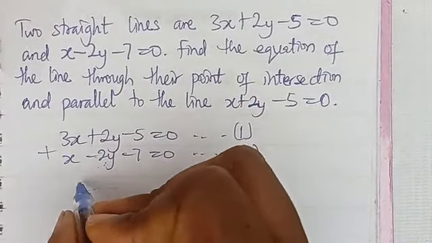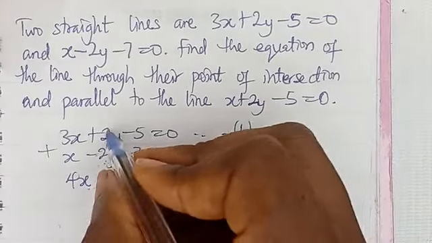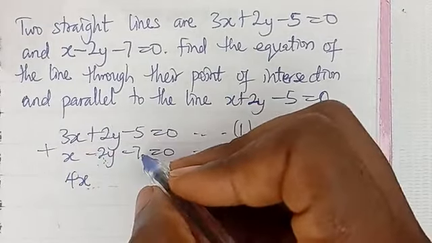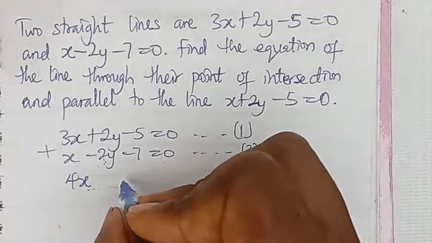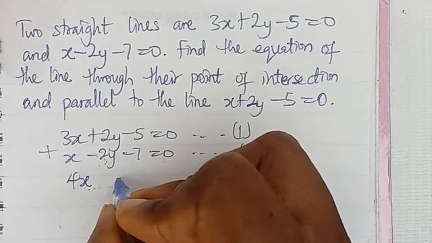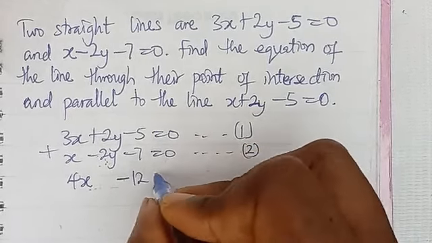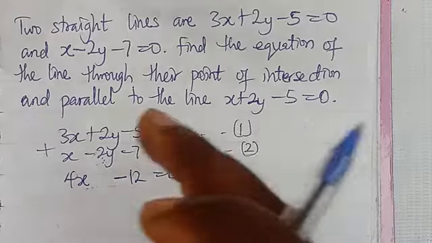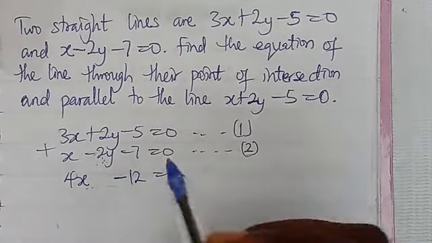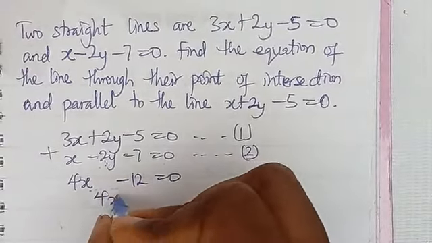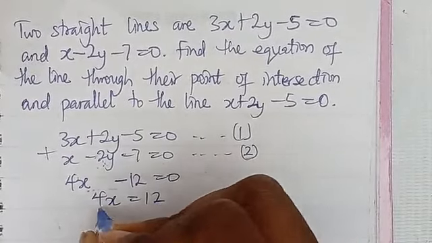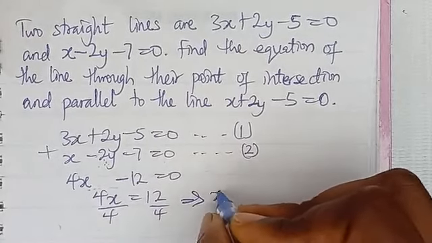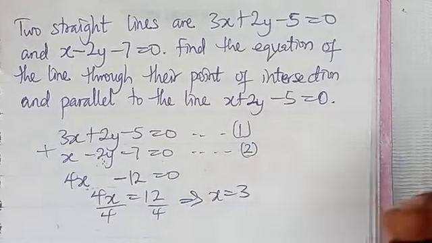3x plus x is equal to 4x, then the y terms give us 0. We now have minus 5 plus minus 7, that is minus 12, equal to 0. So 4x - 12 = 0. We turn this over to the other side so that we can solve for x. We have 4x = 12. We divide both sides by 4, and this gives us that x is equal to 3.